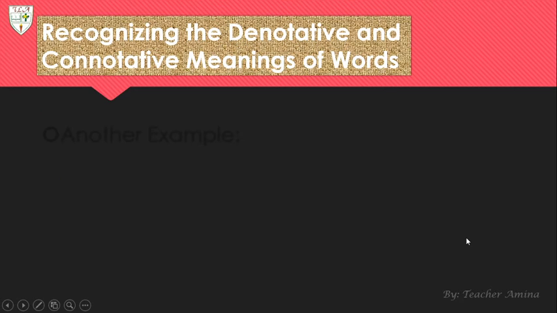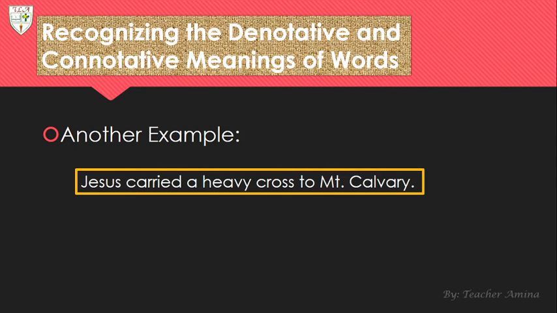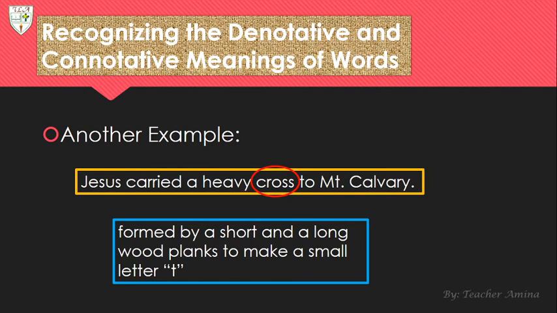Okay. So another example: Jesus carried the heavy cross to Mount Calvary. What is the meaning of the word cross? If I say that the meaning is formed by a short and a long wood plank to make a small letter T, is this a denotative meaning or a connotative meaning? Okay, that's correct.